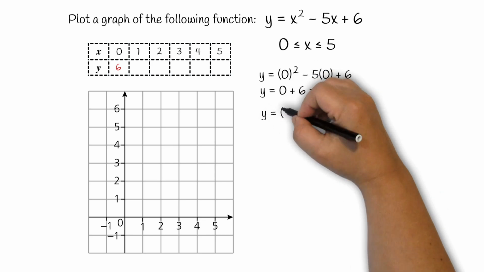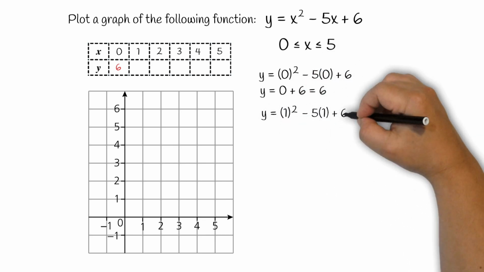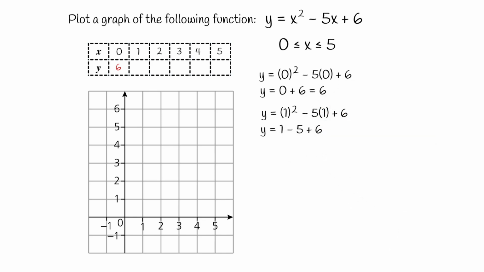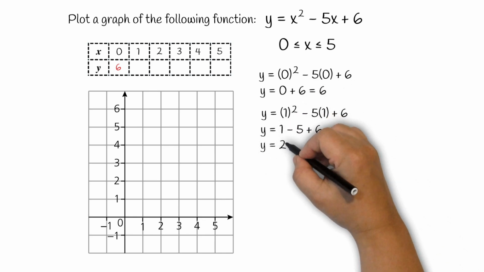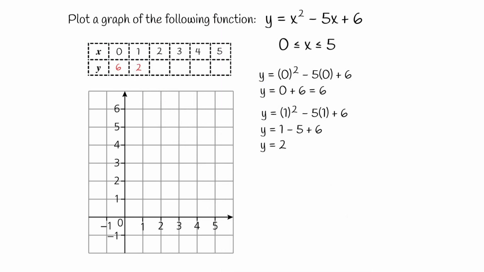Let's take a look at the next x value of 1. So we substitute this value of 1 into the equation. 1 minus 5 plus 6 is equal to 2. Negative 4 plus 6 is equal to 2. So when x is equal to 1, y is equal to 2.